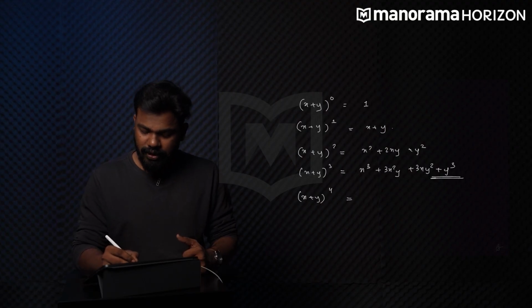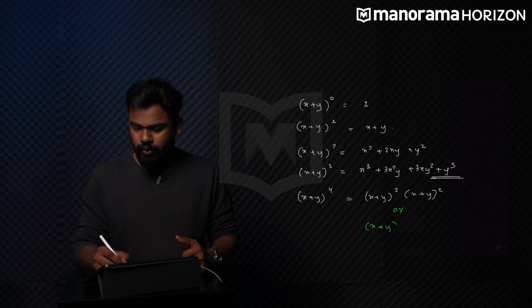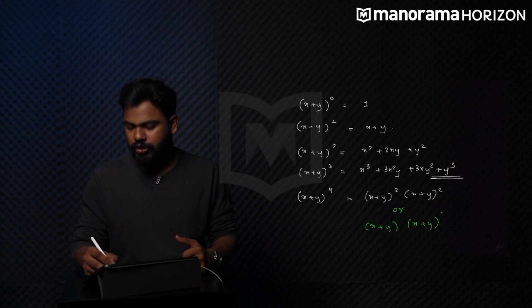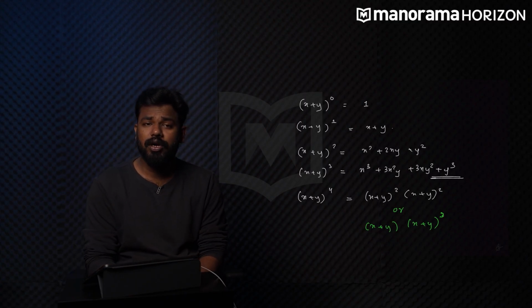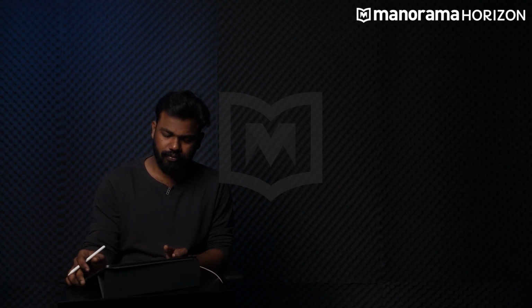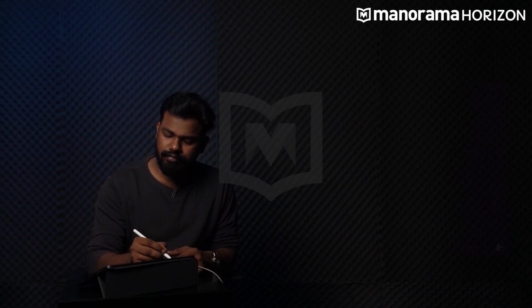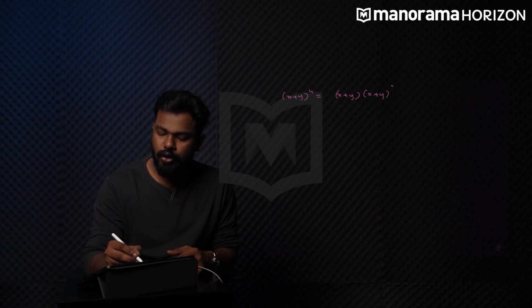I can write x plus y the whole raised to 4 as x plus y the whole square into x plus y the whole square, or I can also write it as x plus y into x plus y the whole raised to 3. So these are different ways I can write it. Now let's find out what x plus y the whole raised to 4 is, using x plus y into x plus y the whole cube.